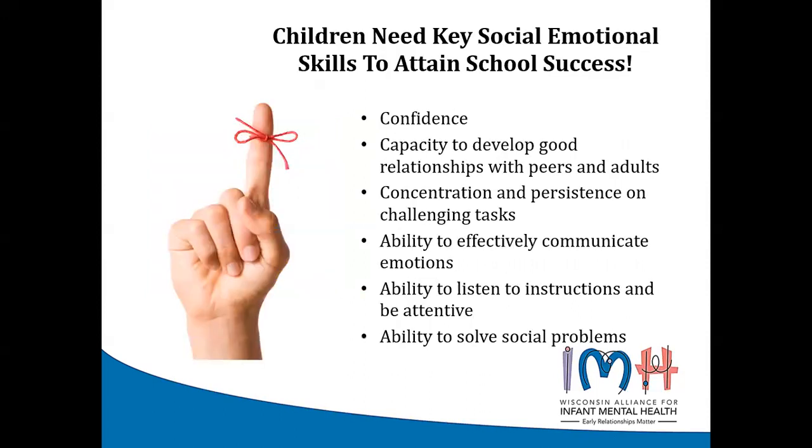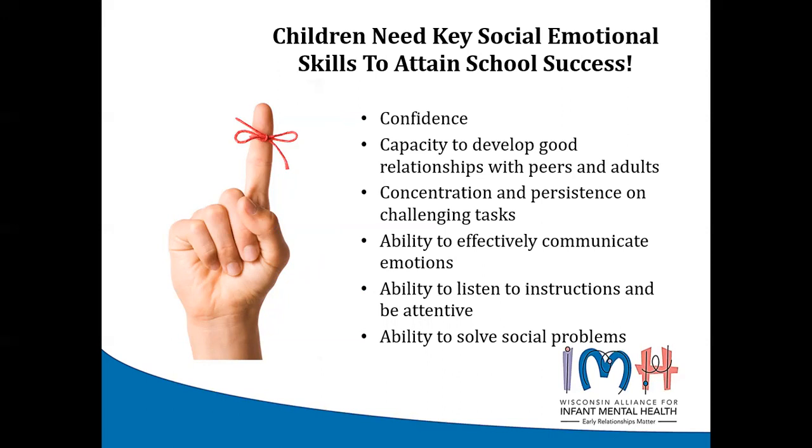So what are some key social emotional skills that children need to be successful in school? They need to have confidence, right? So the first day of school, you need to have the confidence to walk in and say, I can do it. The capacity to develop good relationships with peers and adults. So children need to know how to navigate those different peer relationships. So how should I be when I'm with my peers? How should I be in the company of adults?